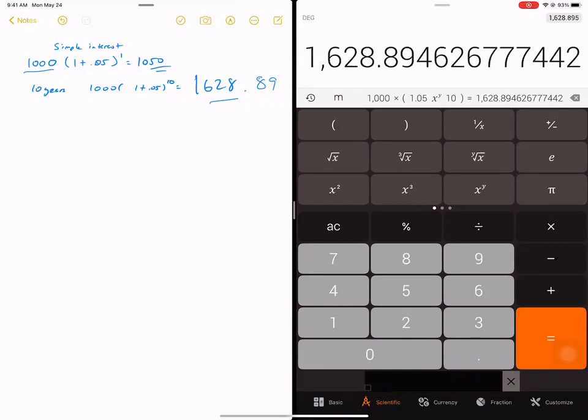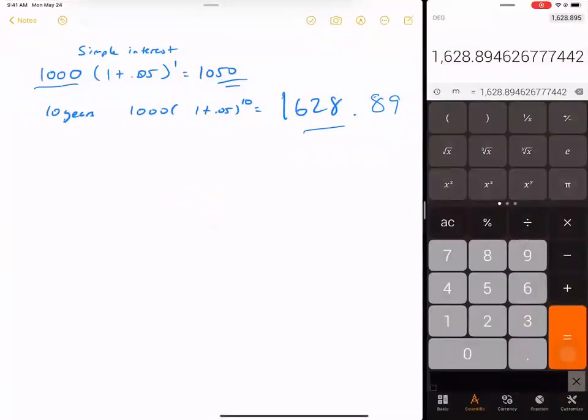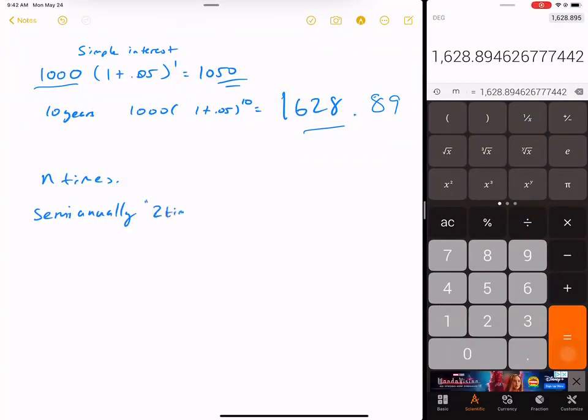Now, we could show what happens. What if I say, I don't pay you once per year, simple interest. I'm going to pay you n times. In this case, we're going to do semi-annually. How much is semi-annually? That means twice a year. So our n value is going to be 2 here.